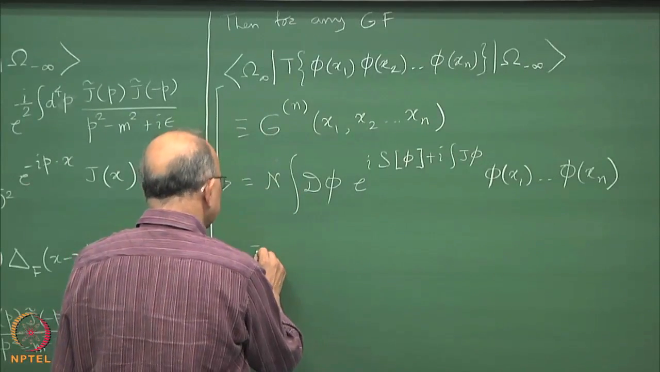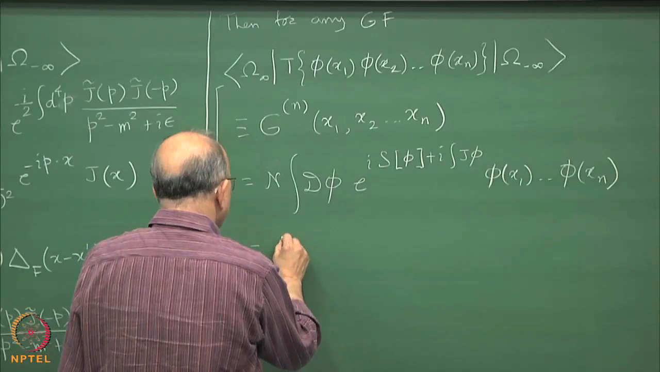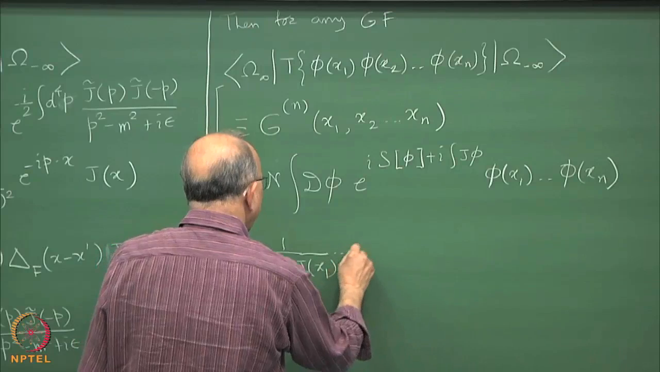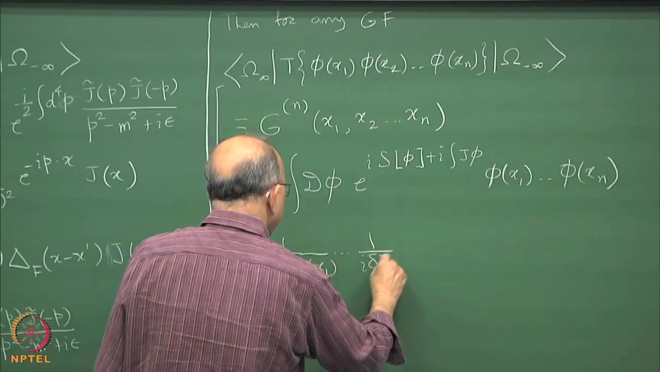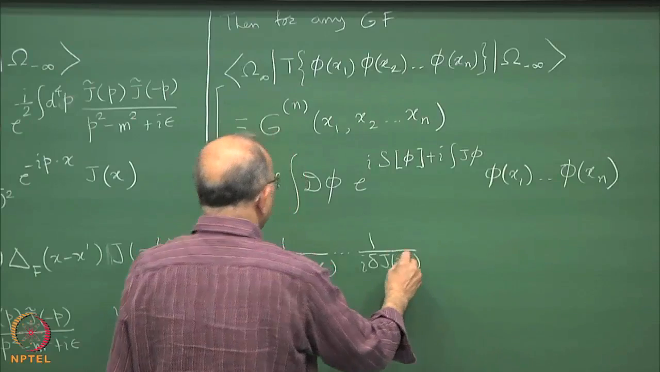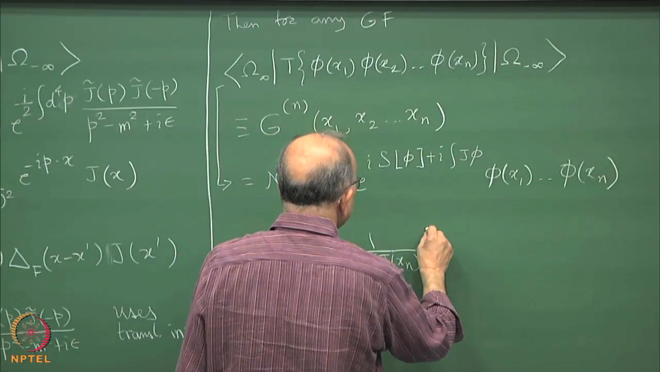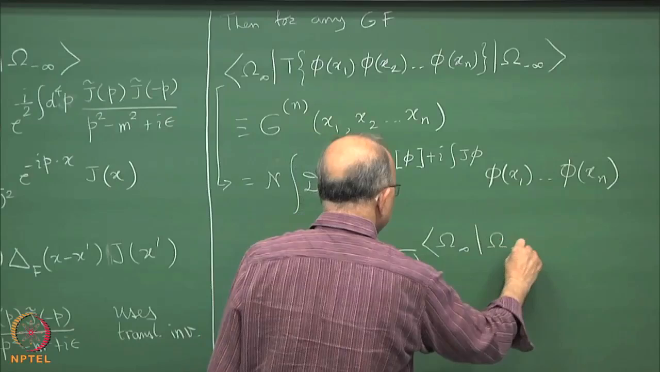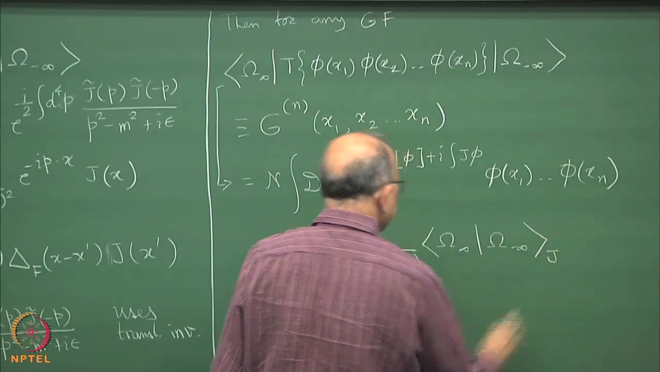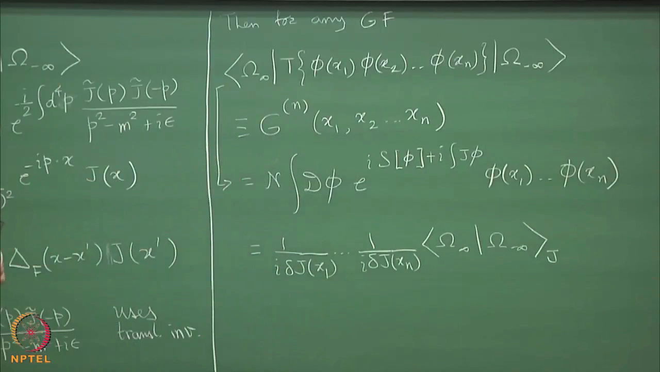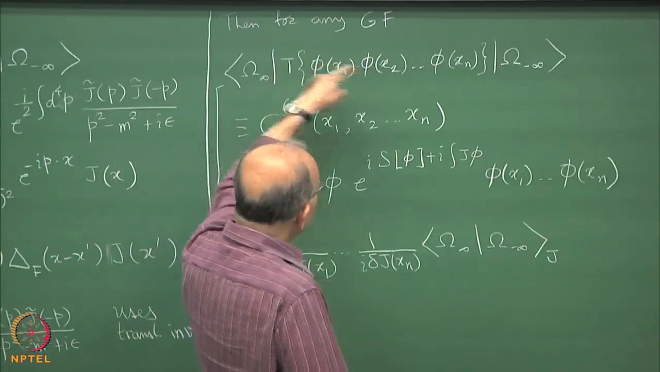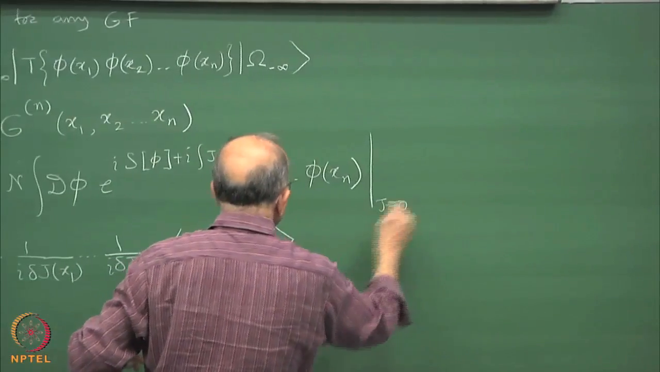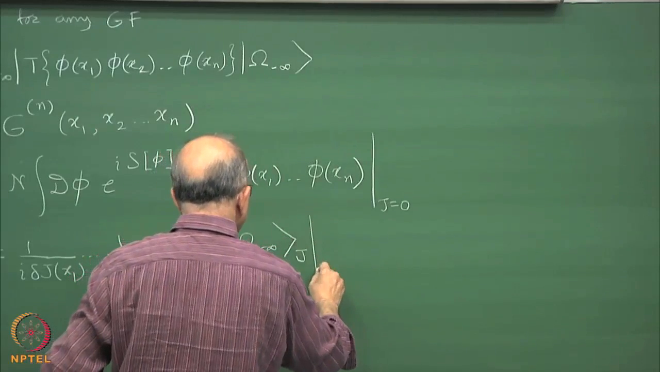So this is equal to 1 over i times the variation with respect to x1 of the simple amplitude in the presence of j, and I have to put this because this has no j in it. After doing this, one evaluates it at j equal to 0. So this is j, but evaluated at j equal to 0.